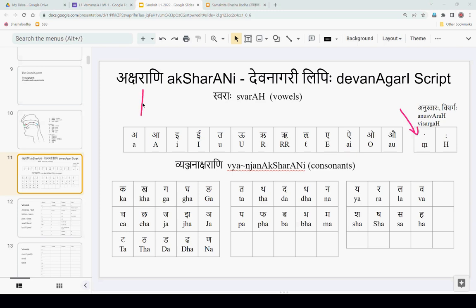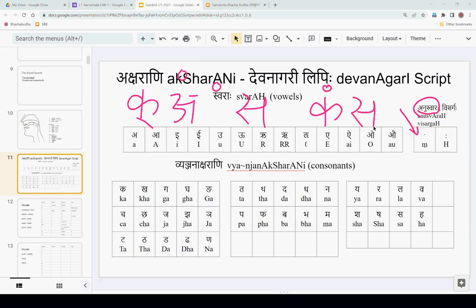For example, ka. Suppose this vyanjanam is there. Anusvara cannot be added to this vyanjanam. The word itself says Anusvara comes after the swara. So if you want to say Kamsa, there is a ka, and there is an a, and then there is an anusvara, and there is a sa. In writing we can write it like this in Devanagari, but the pronunciation is Kamasa.